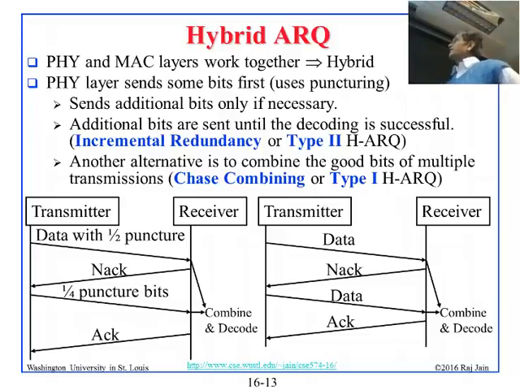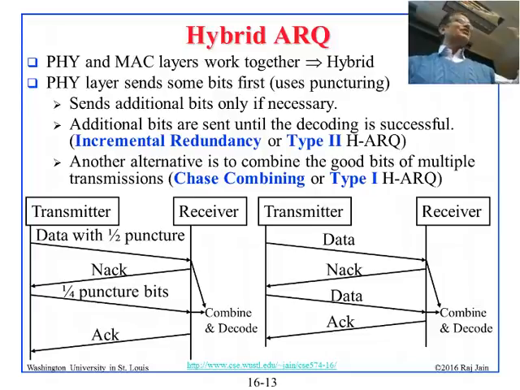We send the data with half puncture, and this guy could not make anything good out of that. So it says, sorry, I didn't get it. Then the sender says, okay, all right, here are half of the bits that I took away. Half puncture means I took out 2 bits, and now I'm going to send you one of those 2 bits.